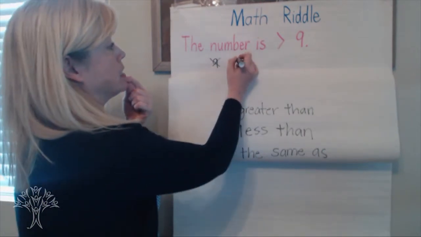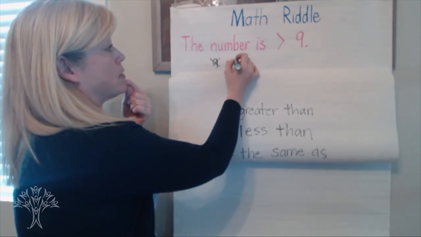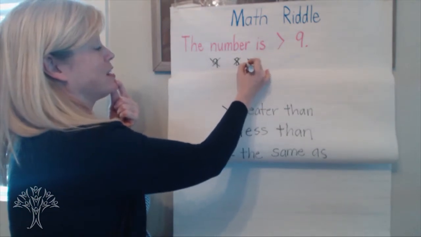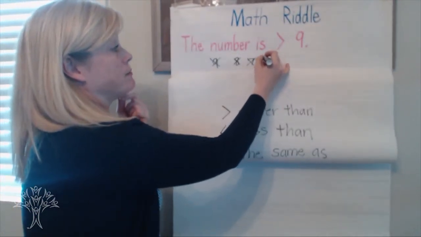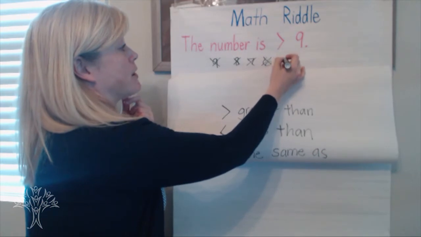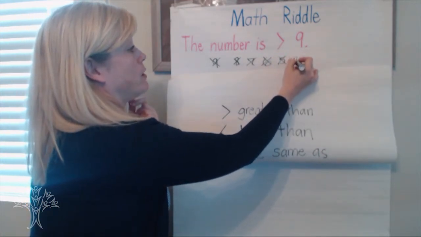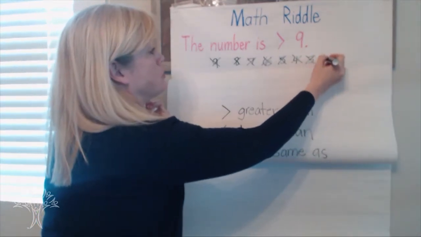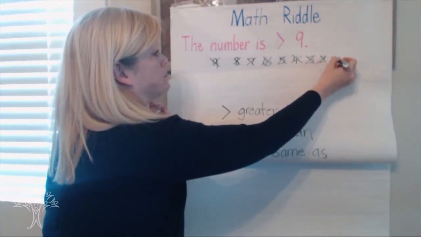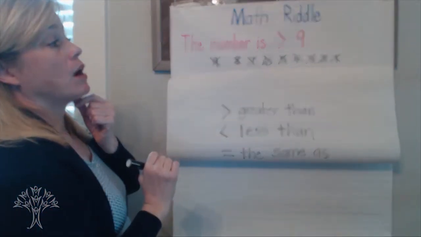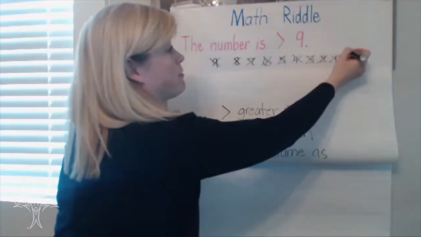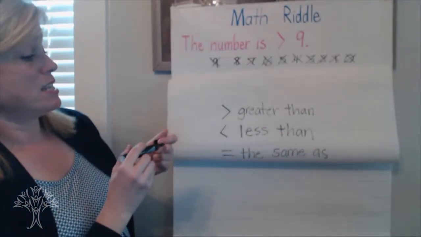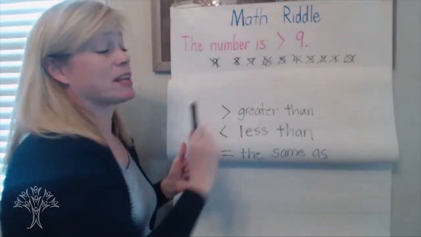Well, 8 comes before 9. Nope. 7 comes before 9, so I know that's not it. 6 comes before 9. That can't be it either. 5. Nope. 4. I don't think so. 3. Nope. 2. And 1. All the numbers before 9, and let's not forget 0. It comes before 9. All right, all those numbers cannot be it.